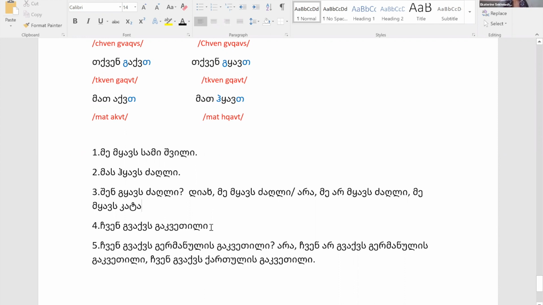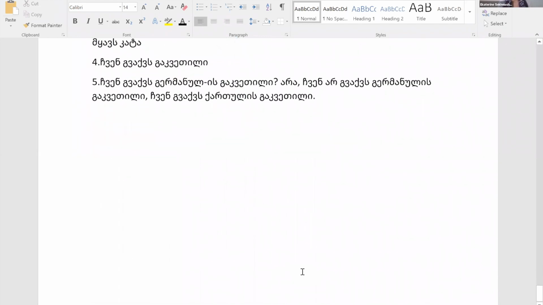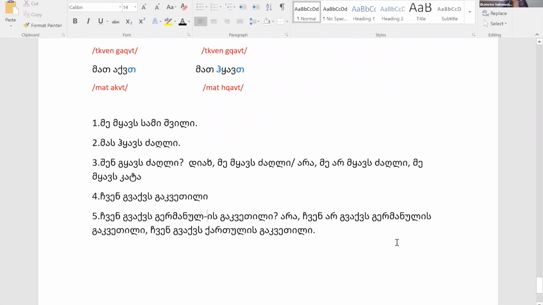Chwen gvags gagwatili. We have a lesson. Chwen gvags germanulis gagwatili, genitive. Do we have a German lesson? Ara, chwen ar gvags germanulis gagwatili. Chwen gvags kartulis gagwatili. We have a Georgian lesson. Okay, Stephen, chwen gvags kartulis gagwatili. Do we have a Georgian lesson?